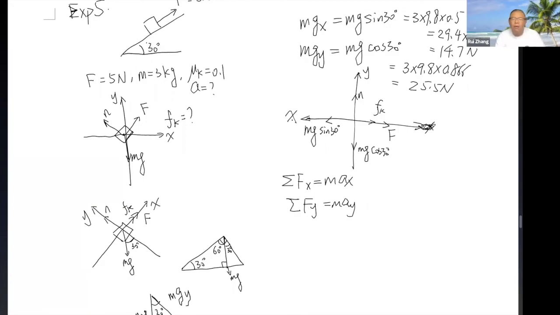Okay, now again, it doesn't really matter, but it's a little more convenient to define this way because we know our acceleration is going in this direction. So we do this, the acceleration is going to be positive. Okay, so you write it down.